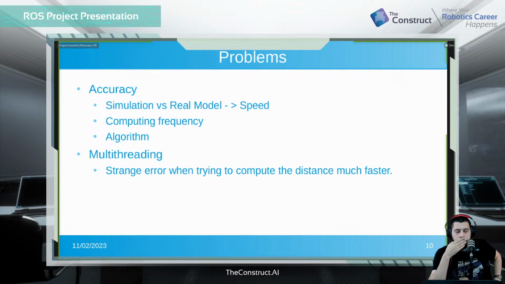Finally, to speak about the problems, some of which I've already talked about, to summarize, we have mostly two problems in my experience. The first one is accuracy. We have the difference between the simulation and the real model, and that forces us to make the robot move slower. Also, we have the computing frequency problem that I've already talked about.